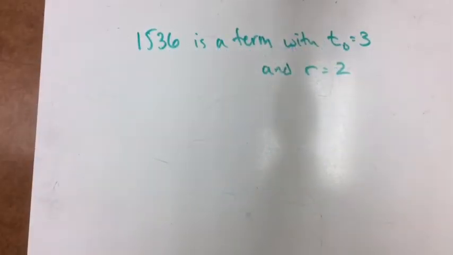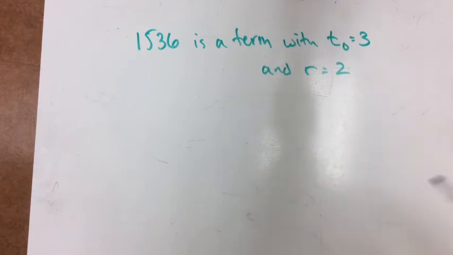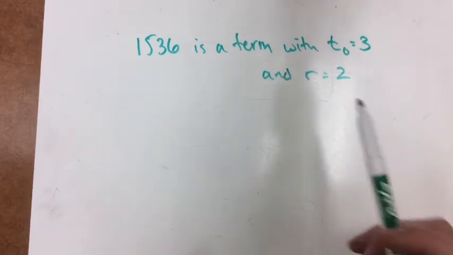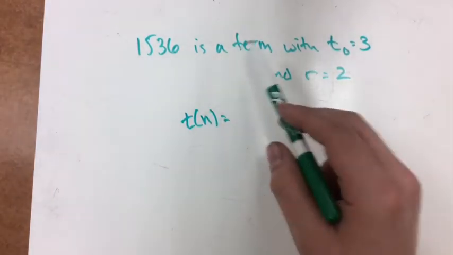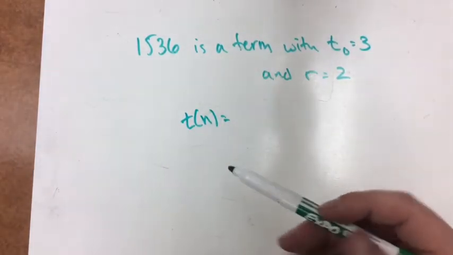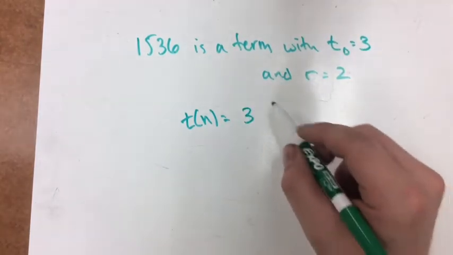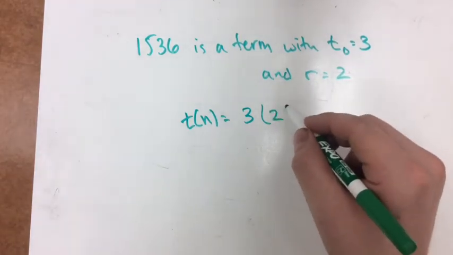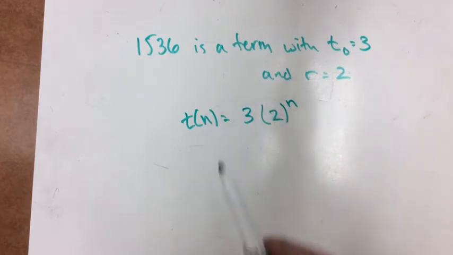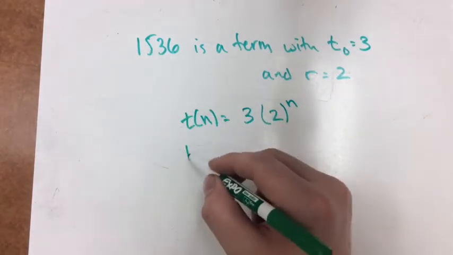Okay, here's another example. However, this time we're using r. When you see r, this is a hint to you that this is a geometric sequence. So again, we can start to build our equation. Since it's geometric, we're going to be dealing with an exponential type equation. So our initial value is 3, as given to us, times our ratio, or our multiplier, which is 2, raised to some n. And we're going to solve for n. And we know that 1536 is a term, so we can set up like this.